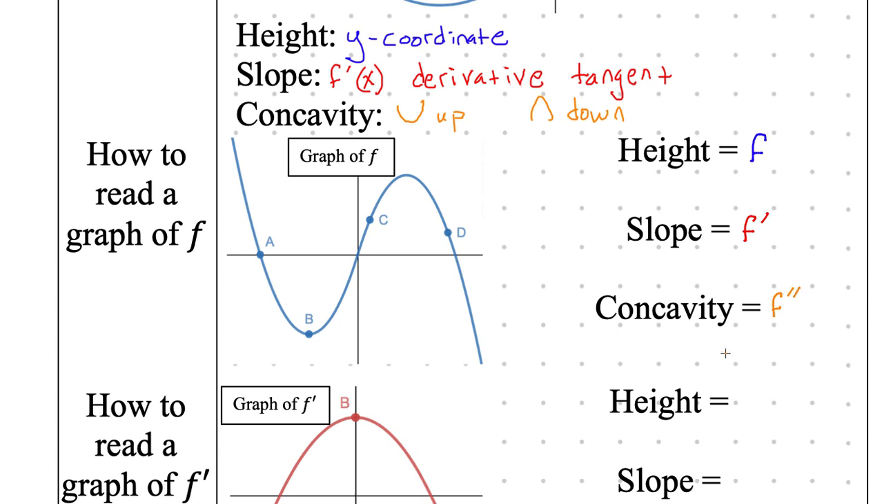We can now take the derivative of the derivative. Oh, we're finding primes and primes. I love this. If I take the derivative of the derivative, that is called the second derivative, and the notation is f double prime. That's how I read this thing. I say f double prime.